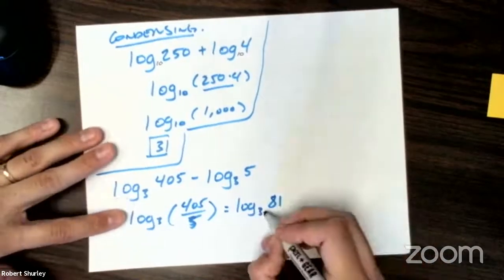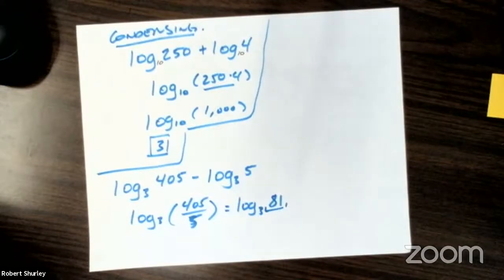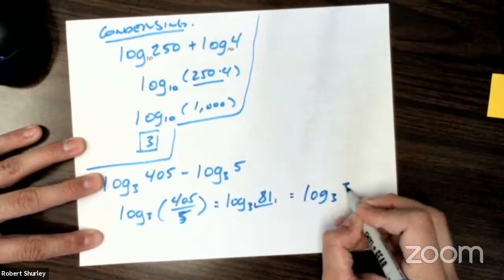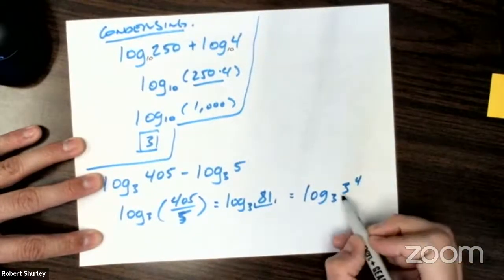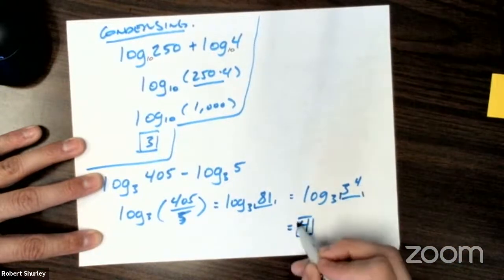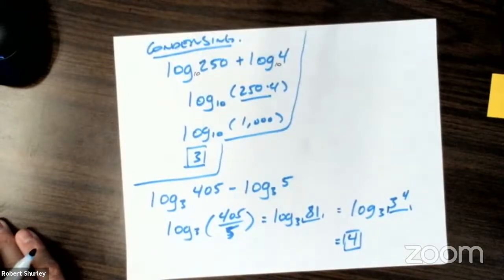But 81 is a power of 3. It's 3 to the 4th power. It's 3 times 3 times 3 times 3. So this winds up being log base 3 of 3 to the 4th power, because that's what 81 is. So we wind up with 4.